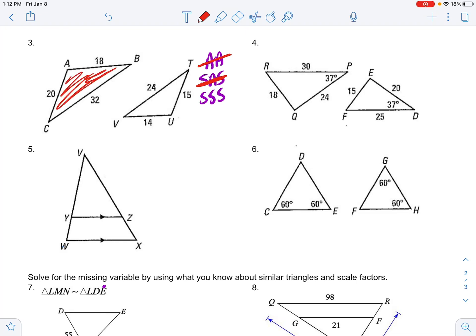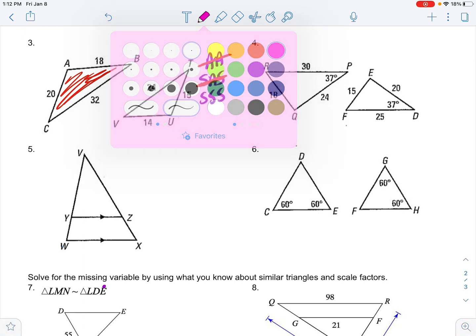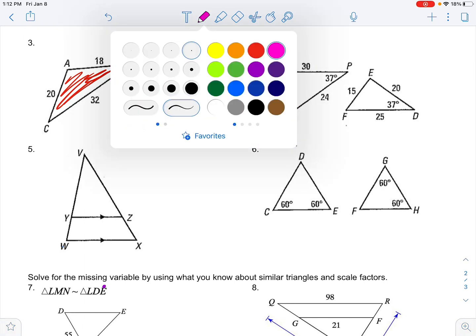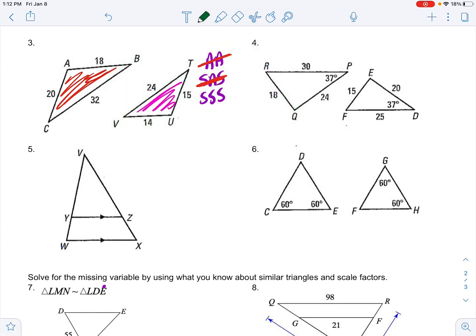I'm going to put this triangle I'm making red on top, and then this triangle in pink on the bottom. So on top, I'm going to do my smallest side, which is 18. My smallest side in the pink triangle would be 14. My middle side in the big triangle would be 20. My middle side in the pink triangle would be 15. My largest side in the big triangle would be 32. And my largest side in the pink triangle would be 24.